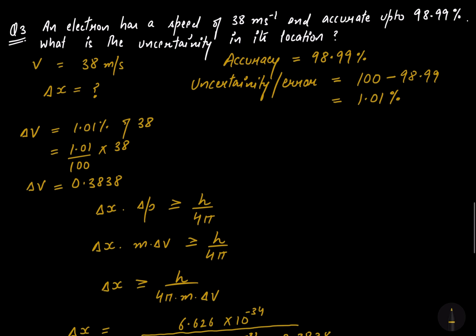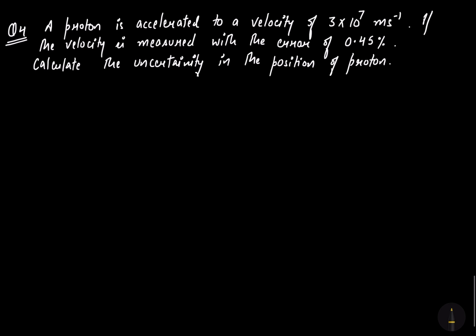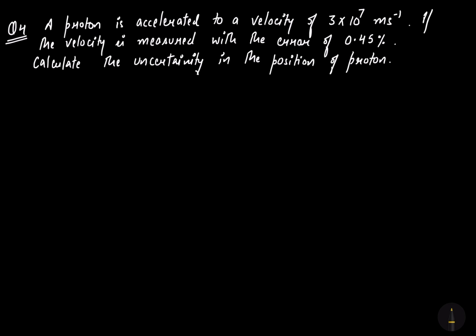So now let's calculate the fourth question. Now in question number 4, a proton is accelerated to a velocity of 3 into 10 to the power 7 meters per second. So first of all, the velocity of the proton is given to be 3 into 10 raised to the power 7 meters per second. Now very importantly, let me tell you that the mass of a proton is 1.66 into 10 raised to the power minus 27 kilograms. In all the previous questions, the subatomic particle was an electron. In this question, the subatomic particle is a proton.